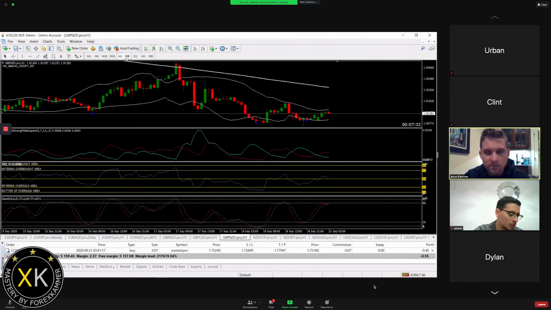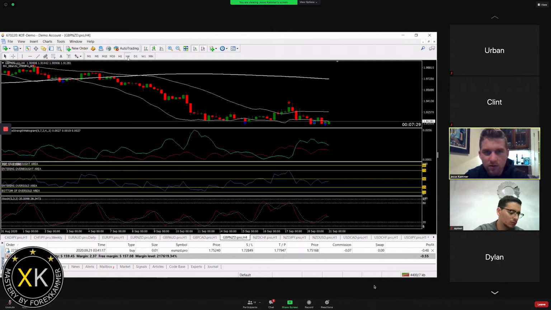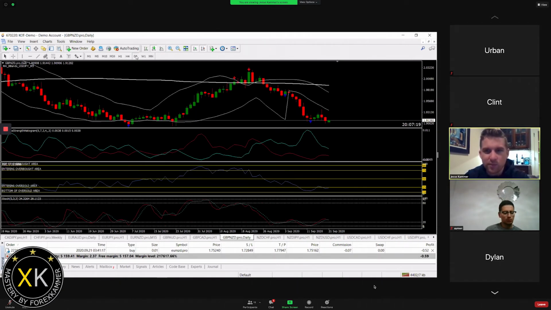So GN, we're just going to be waiting this out. I would love to see potentially a 4-hour cross on absolute strength histogram or these stock indicators to tell me something different. But I'm just really cautious on entering in that trade as of right now.